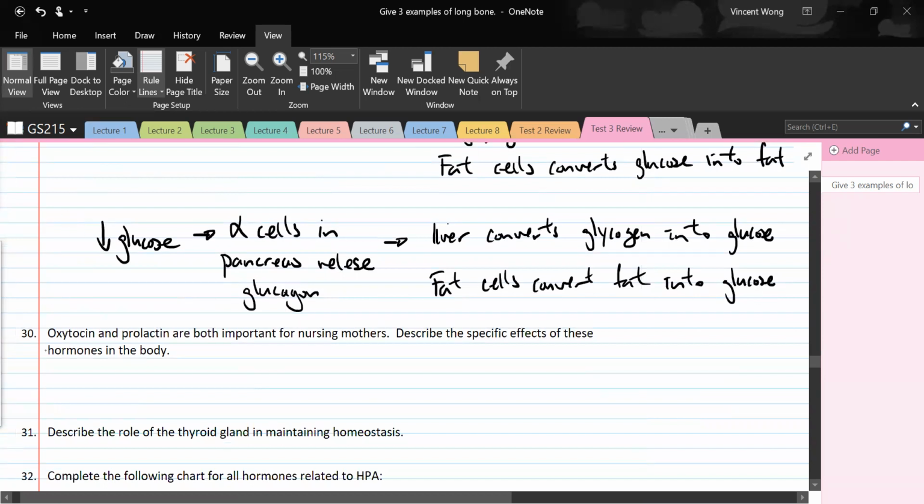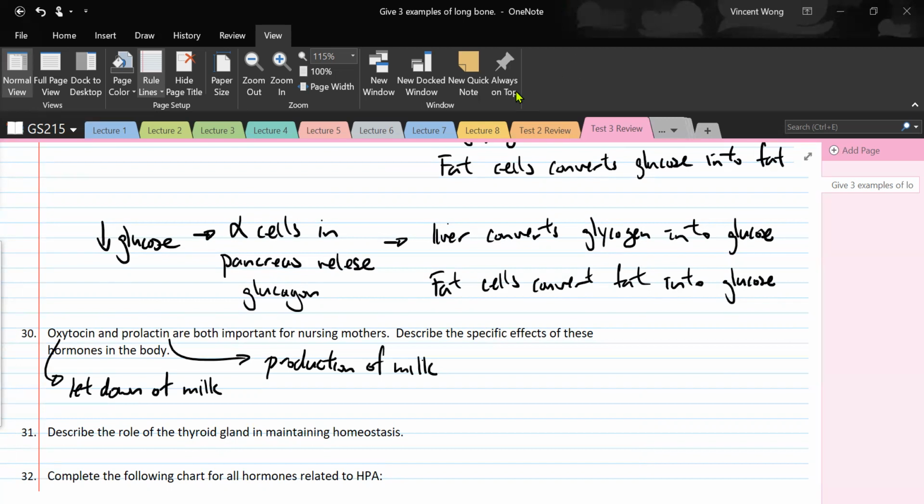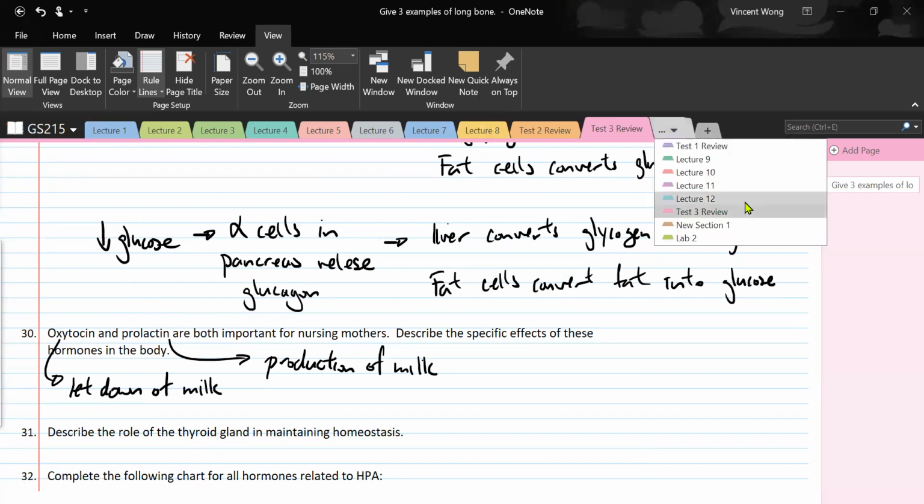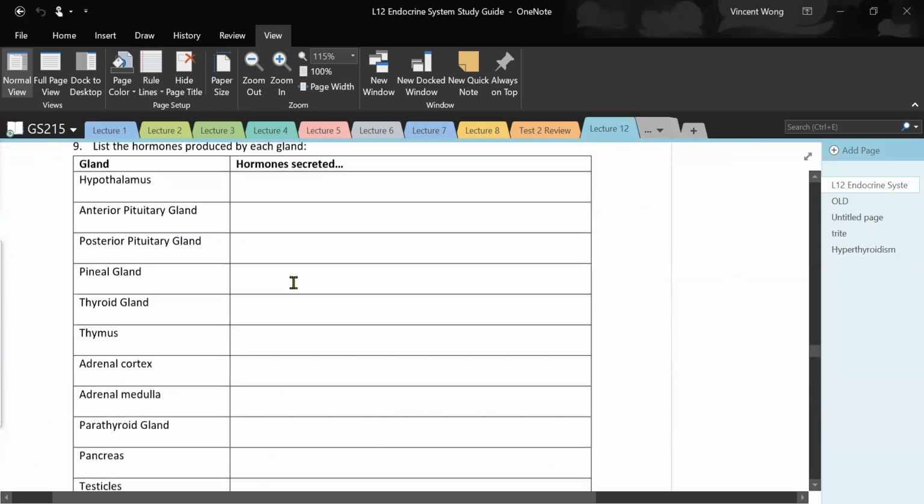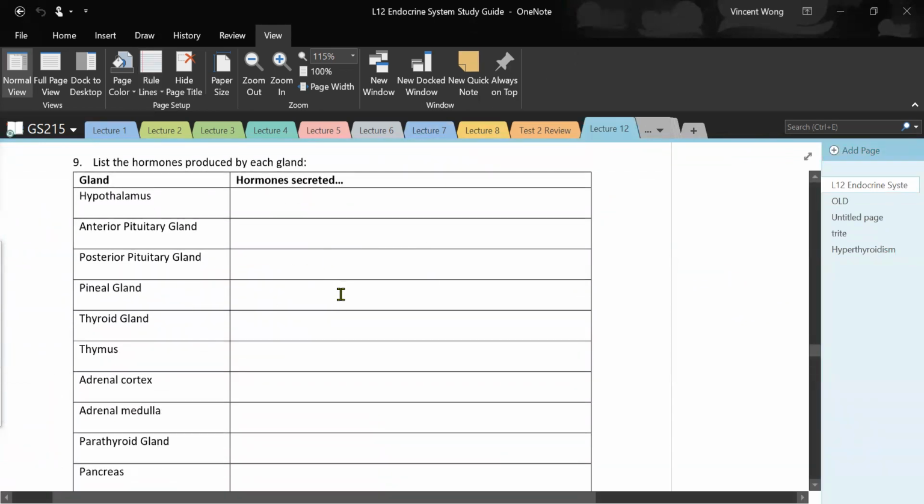Oxytocin and prolactin. So oxytocin is for letdown of milk, for the milk to come out, and prolactin is the production of milk. Oxytocin is released from the posterior pituitary. Prolactin is released from the anterior pituitary. Right, again, have that chart, right? In lecture 12. This chart just summarizes all the hormones that are coming from all the glands. Have that ready.